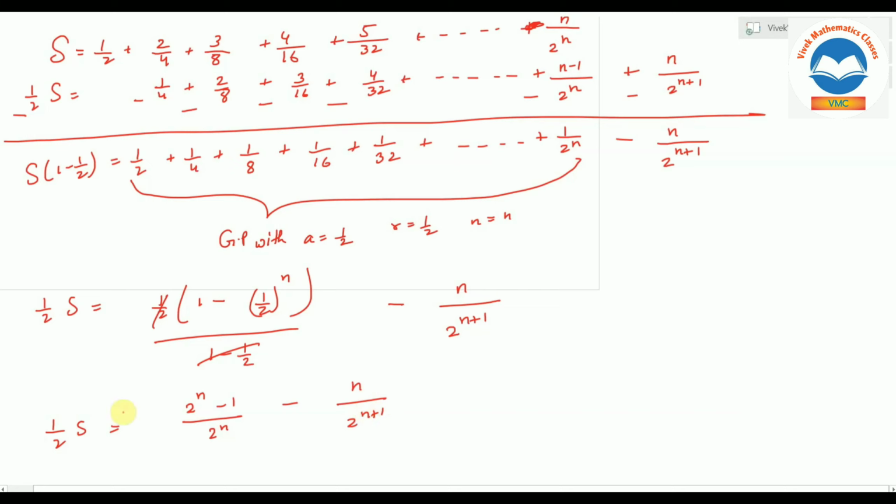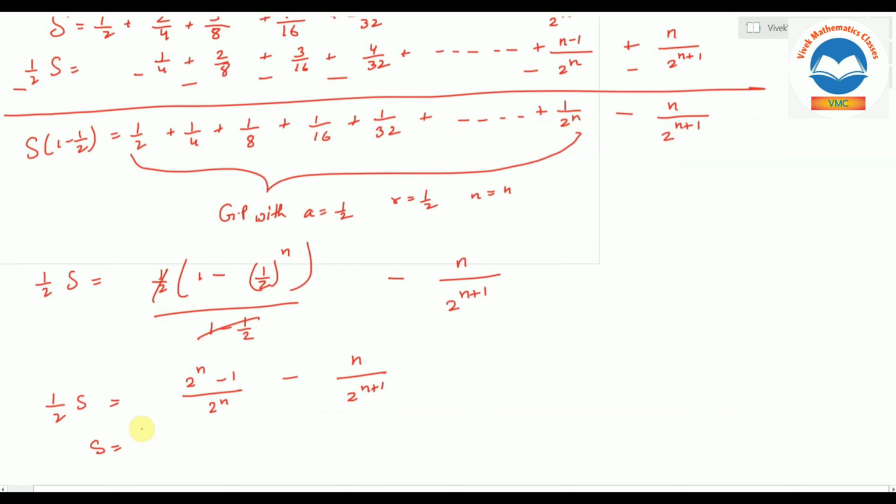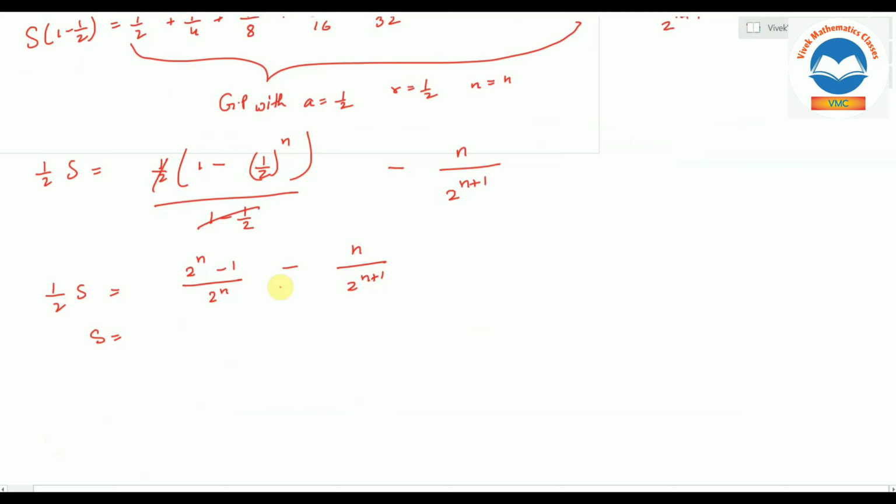So these two we will bring to this side. So what will be our S value? S will be 2 times of this one: (2^n - 1)/2^n minus n divided by 2^(n+1). If you want, you can take 1/2^n common also, no need. This is our sum of n terms of AGP. Next what they are asking?